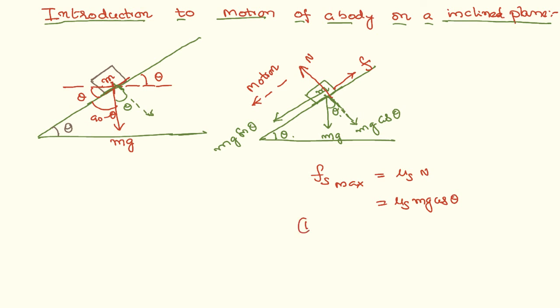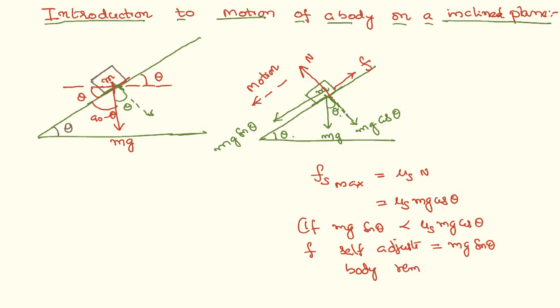Therefore, there are possibilities like, if mg sin theta is less than this maximum static frictional force, or limiting frictional force, the friction self-adjusts itself and becomes equal to mg sin theta, and the body remains in the state of rest itself. The body will start moving only when mg sin theta is able to dominate the maximum frictional force or limiting frictional force.